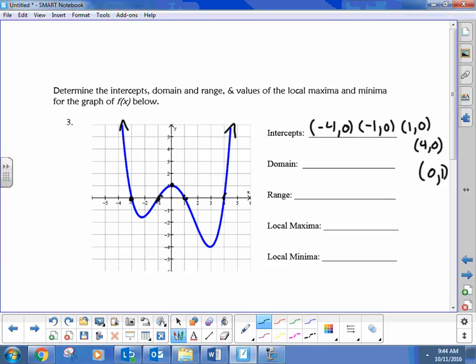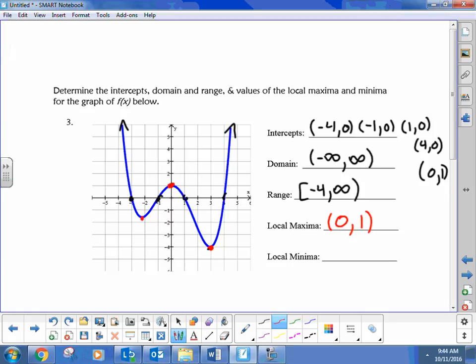Now these technically are supposed to be arrows. So the domain on this will actually be from -infinity to +infinity. The range would actually start from here and go up. So the range would be from -4 to +infinity. Local maximum, just one. This one. Let me change the color. Identified 0, 1.